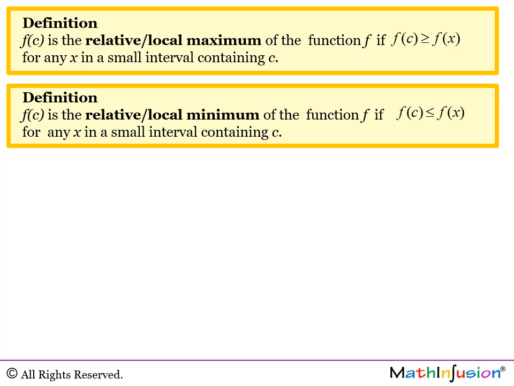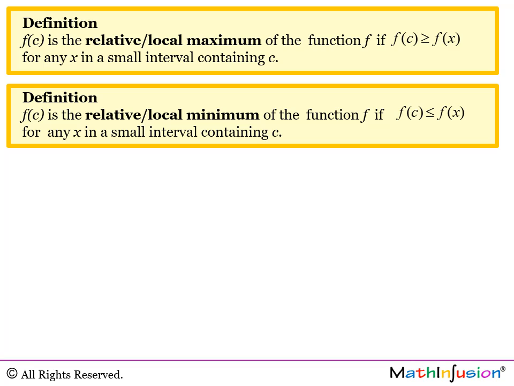Definition. f(c) is the relative or local maximum of the function f if f(c) is greater or equal to f(x) for all values of x in a small interval containing c, which means that on the little surrounding of x equals c, this is the highest point.